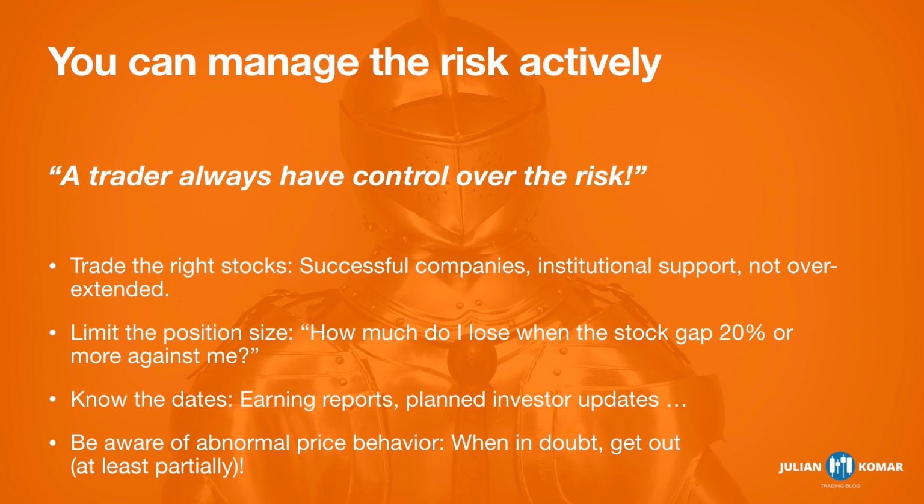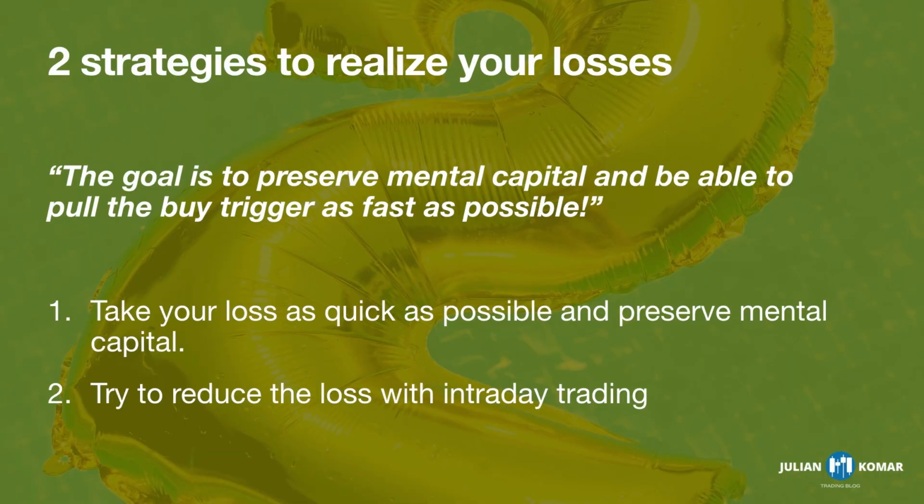So these are the 4 things where I say, okay, you have control over that, and these help you to manage risk actively. Now we come to the more practical part, 2 strategies to realize your losses. Because in every gap down case, when something gapped against you, you have a loss. So the goal is to preserve mental capital and be able to pull the trigger as fast as possible. This is important. When you handle a gap down, you want to preserve mental capital. That means you want to limit the damage on your psychology and on your mindset, so that you are able to pull the trigger on the next buy opportunity.